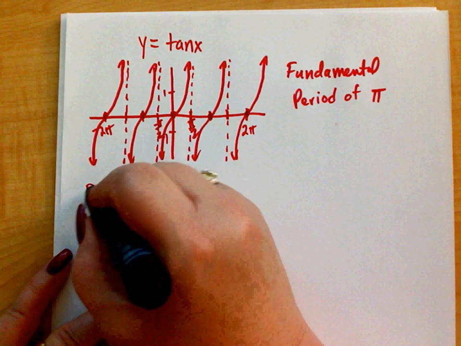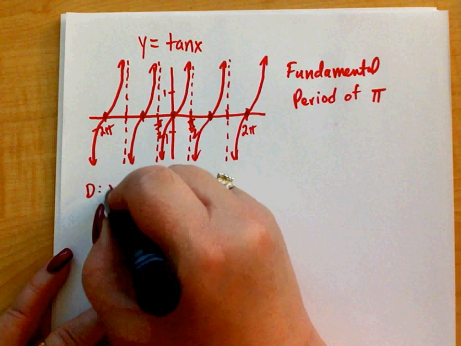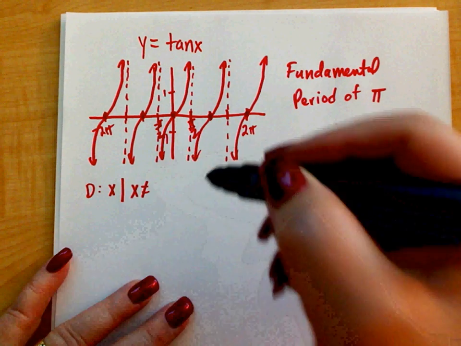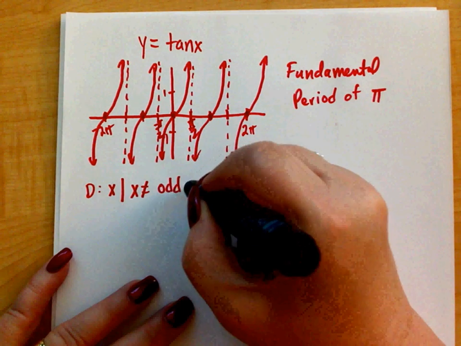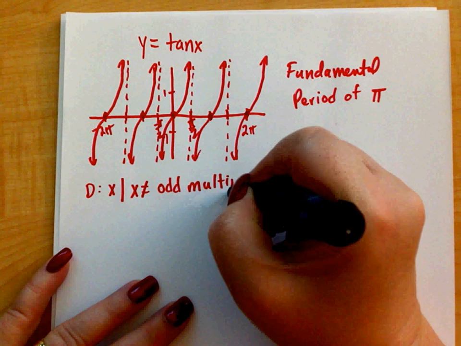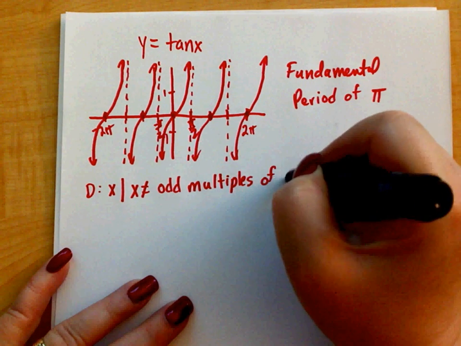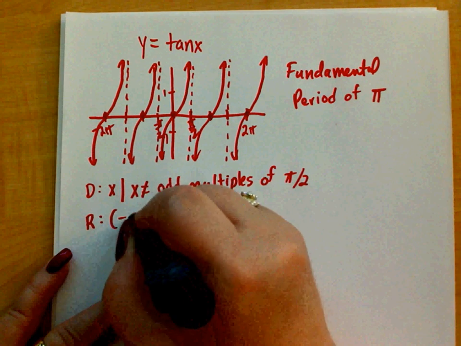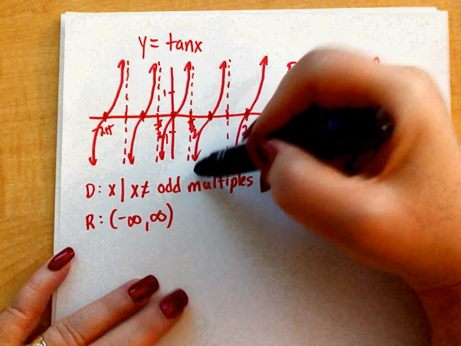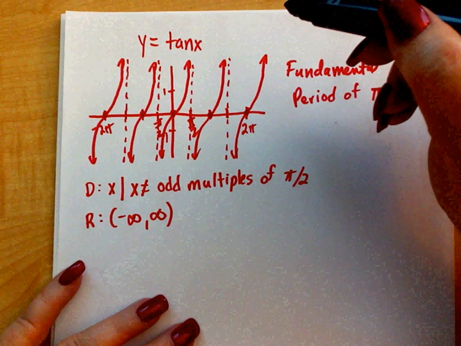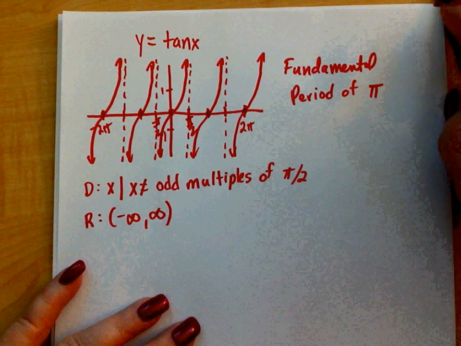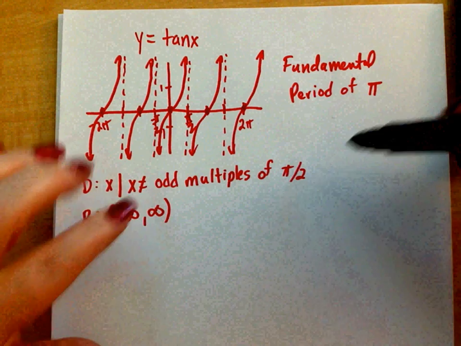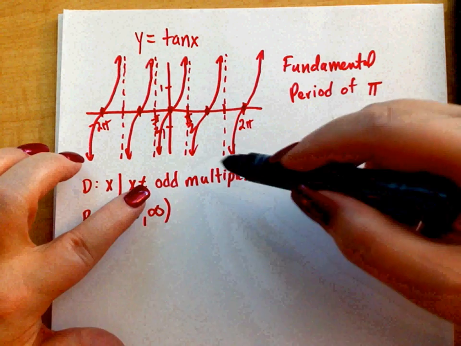It's going to have a domain that I think they're going to describe as x such that x does not equal odd multiples of pi over 2. It's going to have a range that is from negative infinity to infinity, because it goes from top to bottom, negative infinity to infinity. Alright. And if they ask you, of course, where the vertical asymptotes are, they are at odd multiples of pi over 2. They say, where is tangent undefined? At odd multiples of pi over 2.